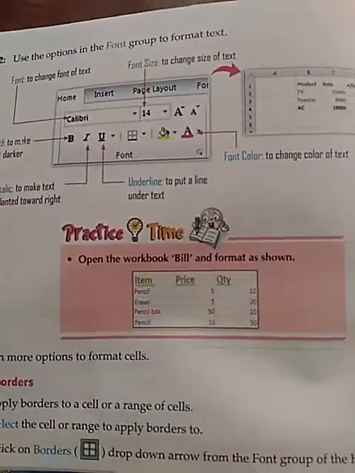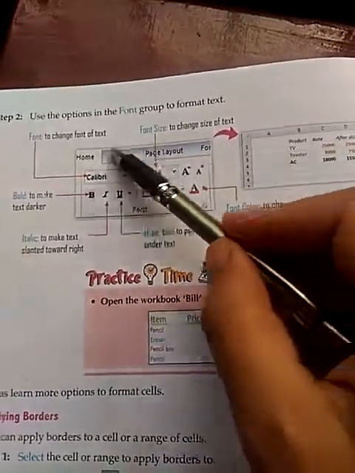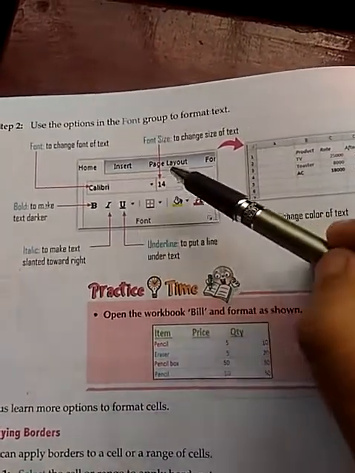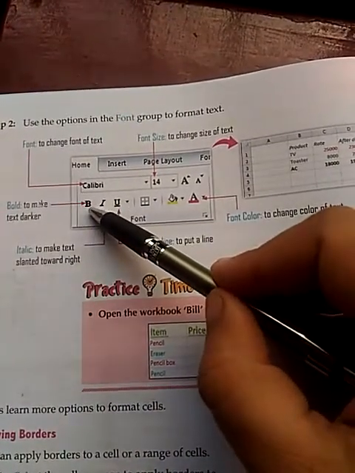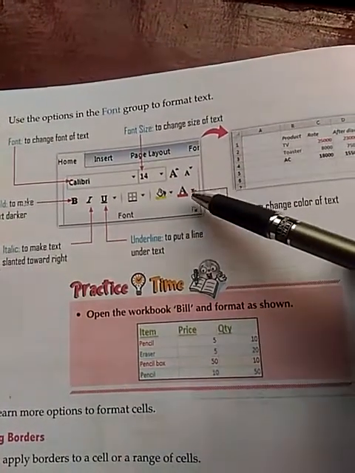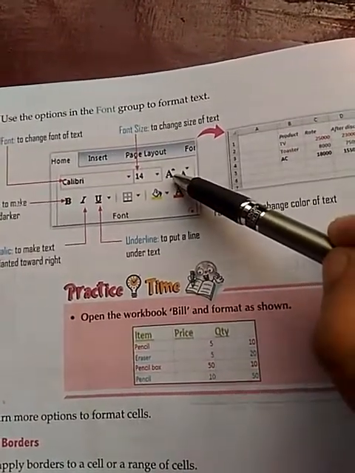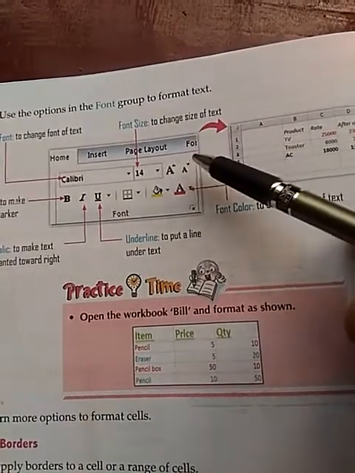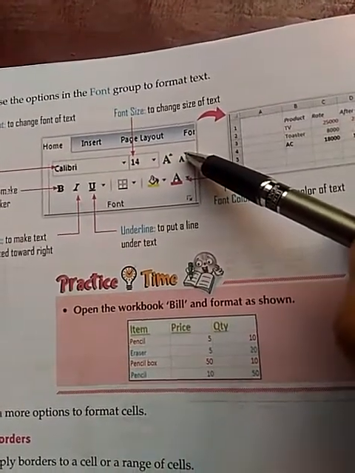After that, on the Home tab, you will find these options. Here you can change the font. Here you can change the size of the font. Here you can make the text bold, italic, underline. This is used to fill the cell. This is used to change the color of the text. This increases the size of the content by 1 point. This decreases the size of the text by 1 point.